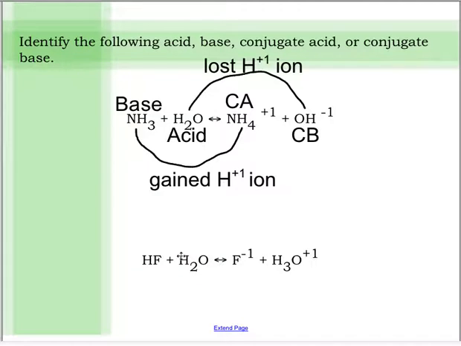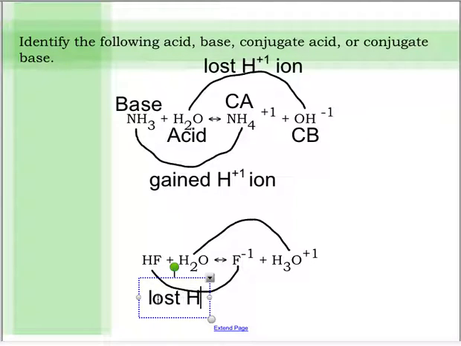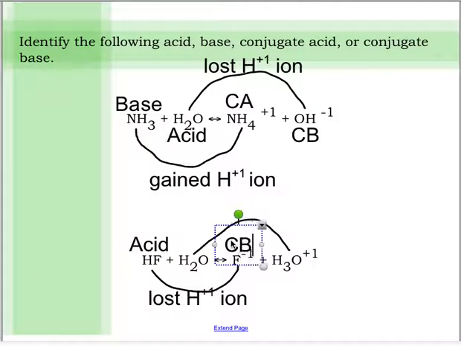Okay, we'll do one more together. And again, what you should notice is who goes with who. So we have HF going with F, and we have H2O going with H3O plus. And then if we do this, what we want to realize is from HF to F, what happened was we lost an H plus 1 ion. And what that means is that HF is the acid, and that means that F minus is the conjugate base.